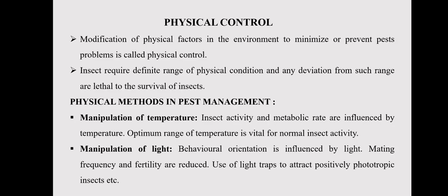Now, physical control. Every insect requires a definite range of physical conditions to survive. Modification of these physical conditions is done under physical control. Deviation of these physical conditions can harm the survival of these insects. Some of the methods we can use are manipulation of temperature, light, moisture, etc. Manipulation of temperature can reduce insect activity, and manipulation of light can reduce fertility and mating frequency of an insect.